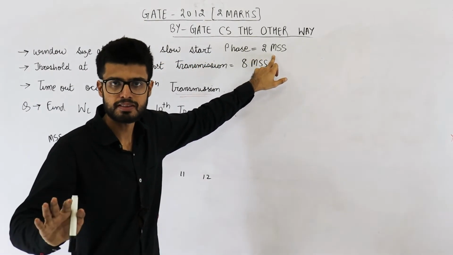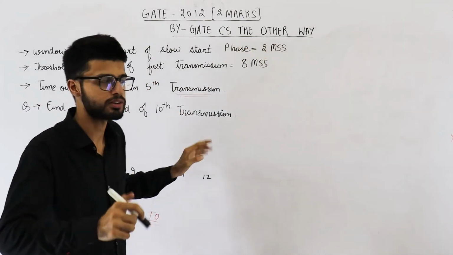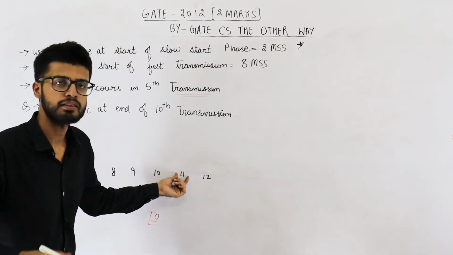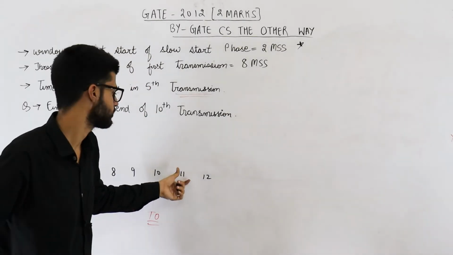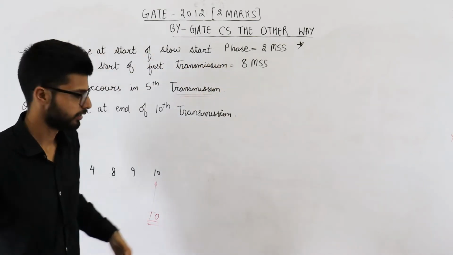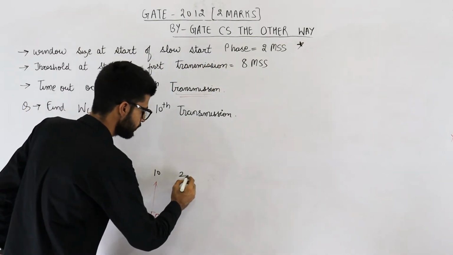But question clearly says window size at start of slow start phase is 2 MSS. Don't doubt whatever is given in the question. Just assume those statements to be true. So assume it to be true. Please don't say that window size will be 1. Okay, students make such mistakes. It could not be mentioned more clearly. Okay, so the window size will be 2.